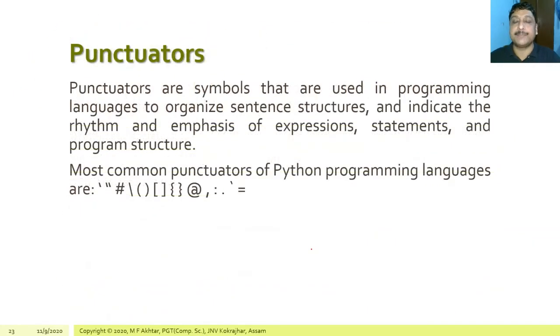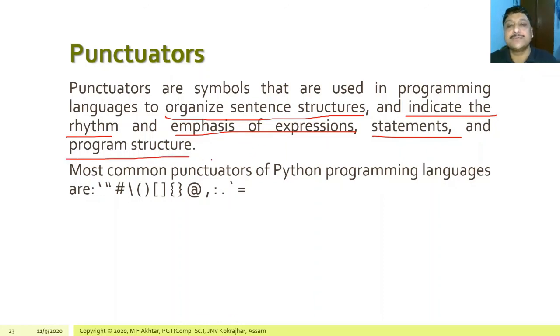Now punctuators. This is the last token of the Python language. Punctuators are symbols used in programming languages to organize sentence structure and indicate the rhythm and emphasis of expressions, statements, and program structure. In one word, we can say these are just separators. Two different values can be separated with the help of punctuators. Some punctuators are single quotation, double quotation, hash, backslash, brackets, at the rate, comma, colon. These are the punctuators of Python, which are used to separate two things differently.